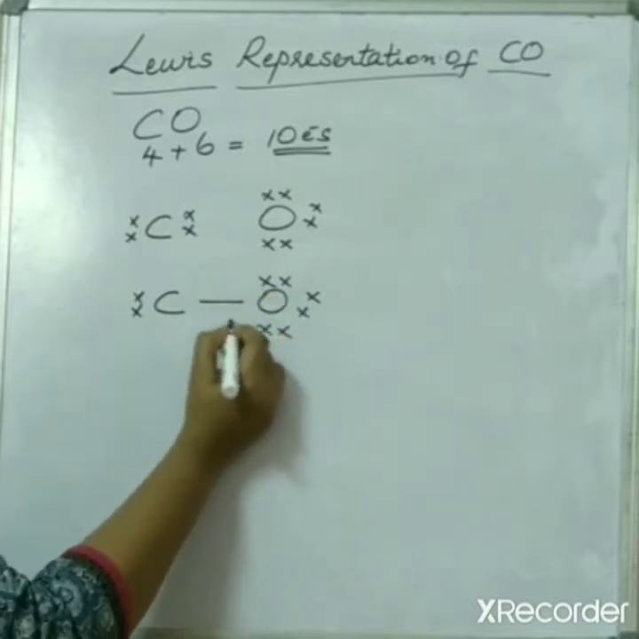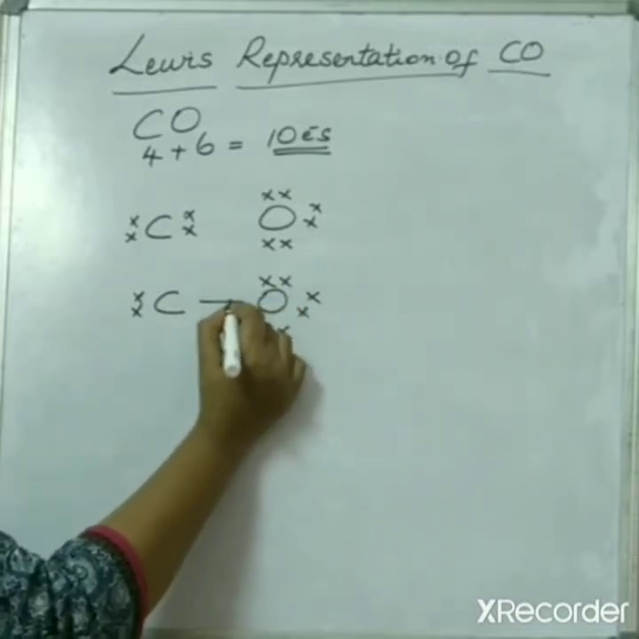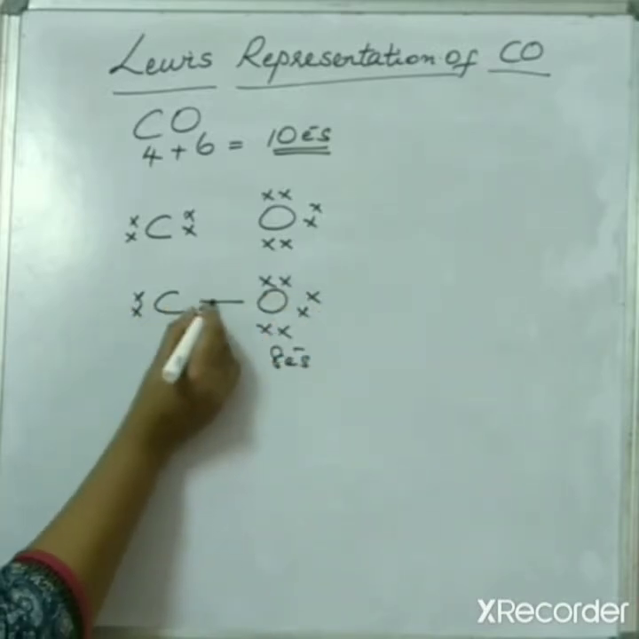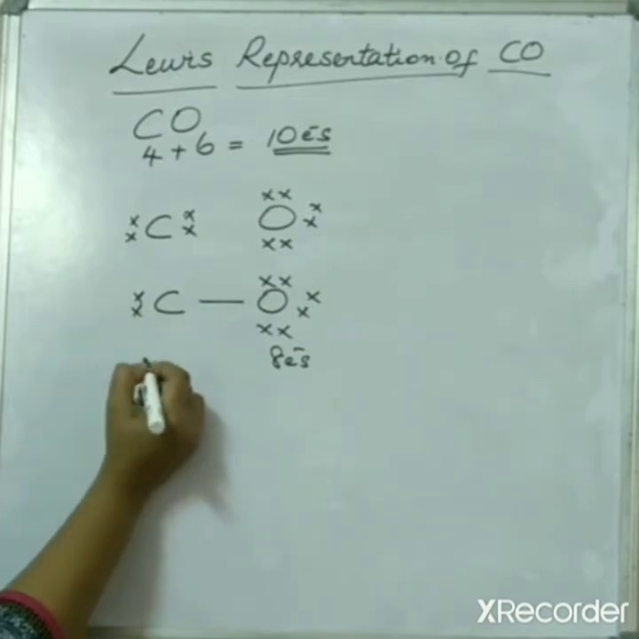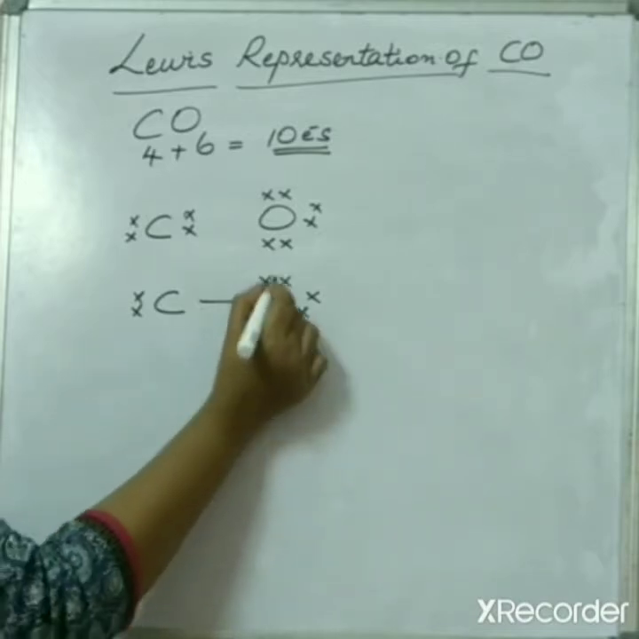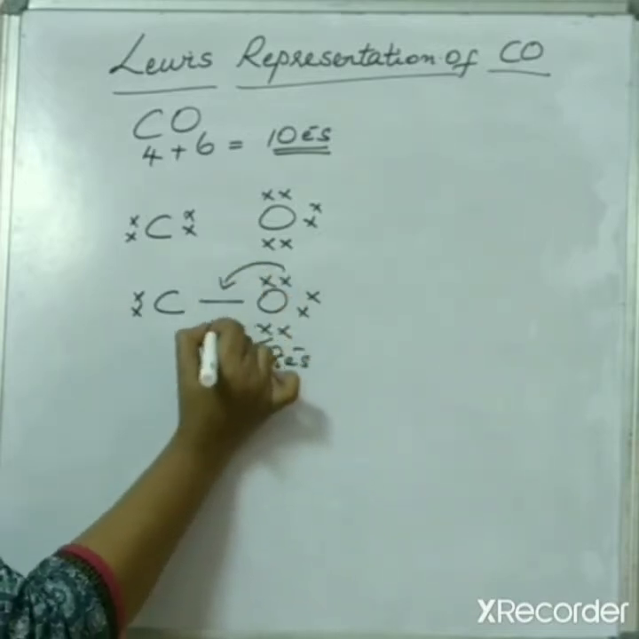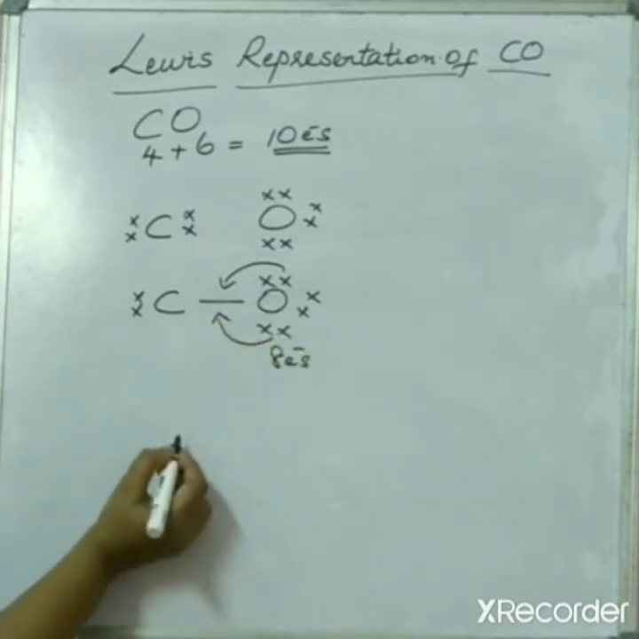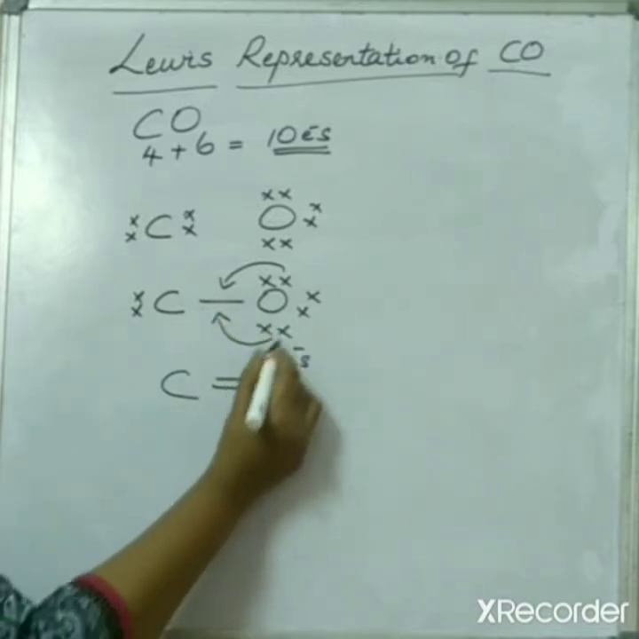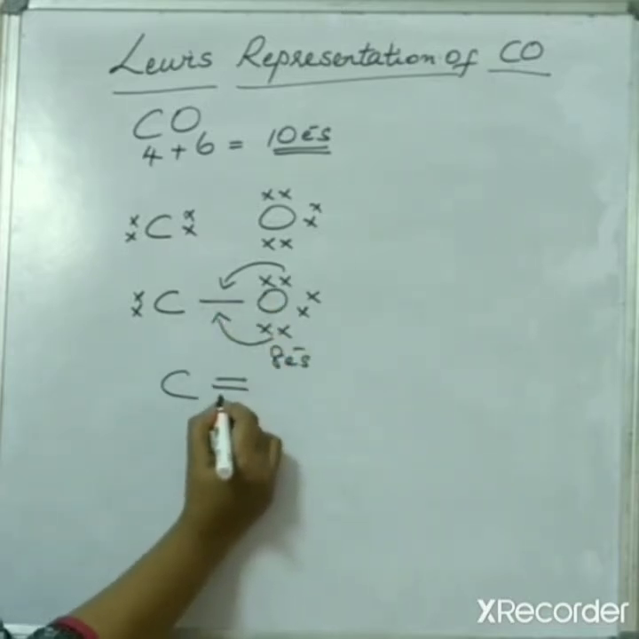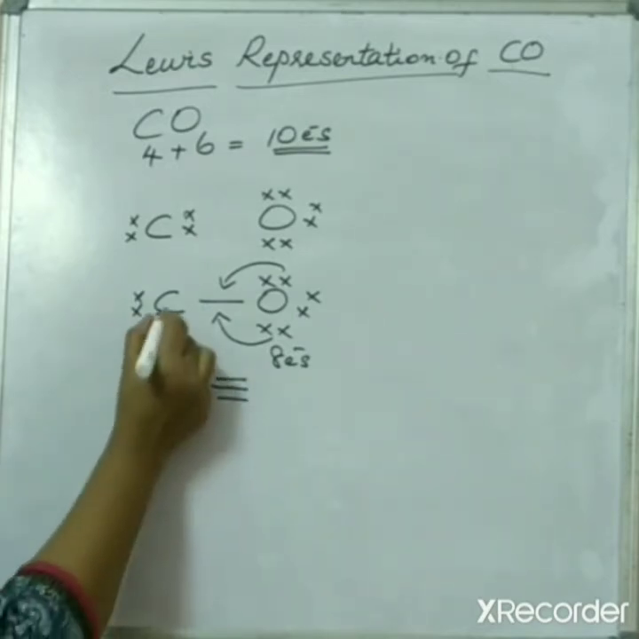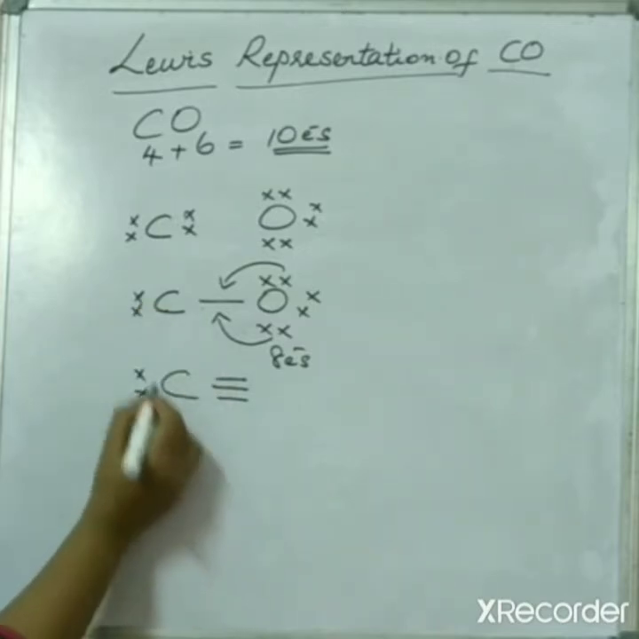Now consider oxygen. After bond formation, it gets 2, 4, 6, 8 electrons around it. But what about carbon? It has only 4 electrons, 2 plus 2. So, carbon should also get 8 electrons around it. So, what will happen? Oxygen will donate or contribute 2 pairs of electrons for sharing with carbon. A pair of electrons is now shared with carbon, so a single bond will be formed. Another pair of electrons is also contributed by oxygen for sharing with carbon, so another bond is formed between carbon and oxygen. Thus, we get a triple bond between carbon and oxygen.